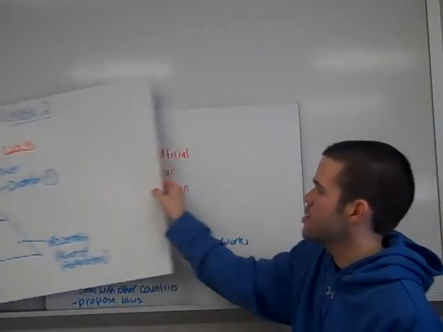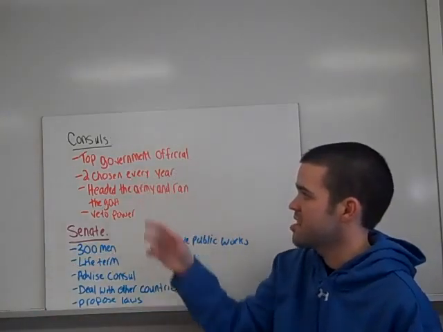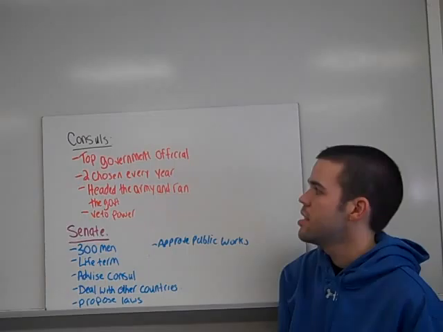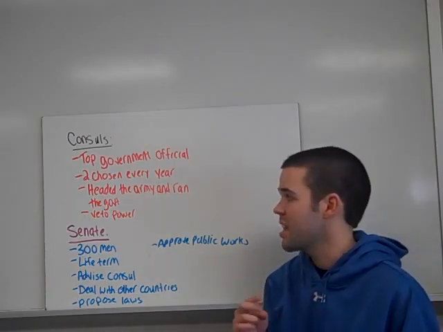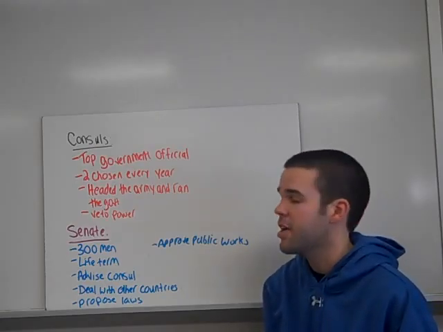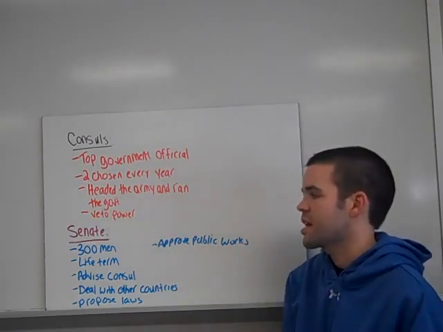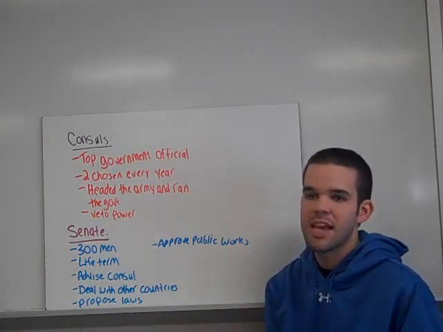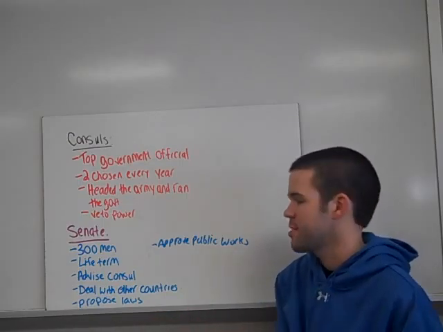We're going to start out with the consul. It's not council, it's consul. This is the top governmental official. There are 2 chosen every single year. They lead the army and they run the government. And they have veto power, which basically means that if they didn't like a bill, they could change it, they could scrap it, they could send it back to the Senate or rewrite it themselves. It was up to them.